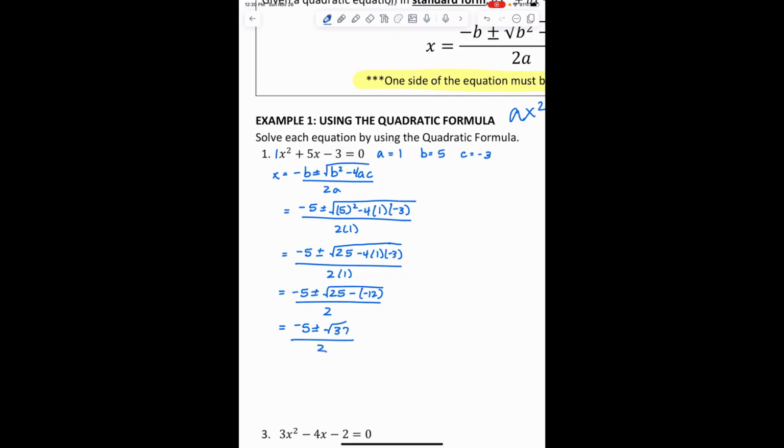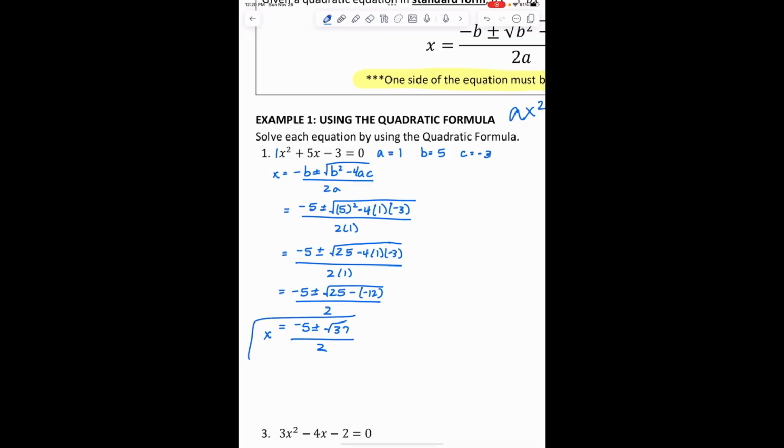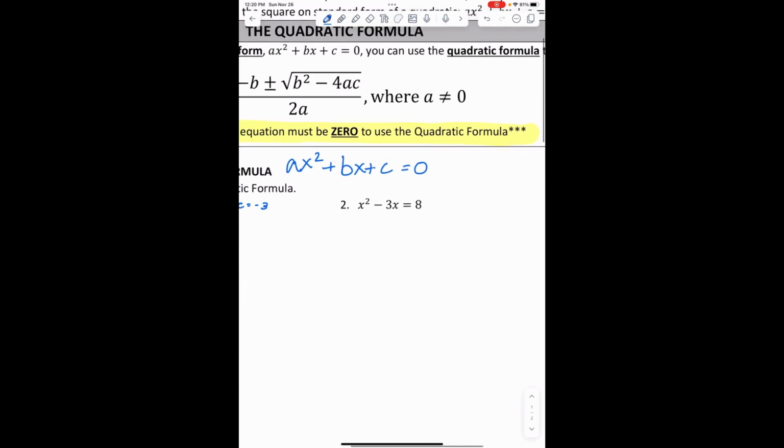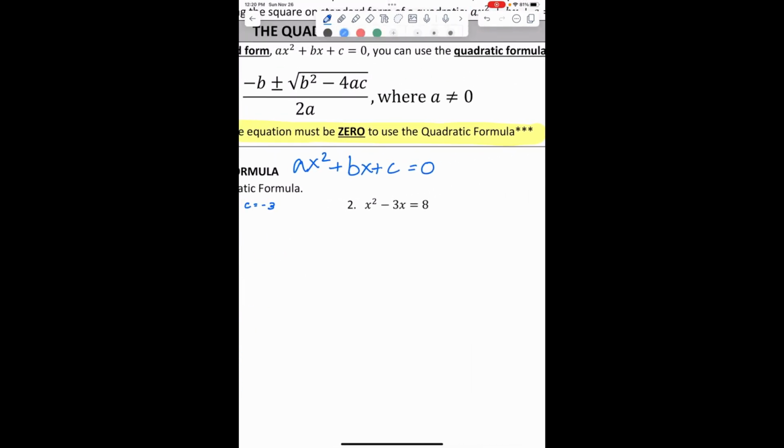Okay, and if we check, we can't divide anything out. We can't simplify the square root of 37. So there's our answer right there. Negative 5 plus or minus square root of 37 all over 2. Okay, and number 2. First thing, one side has to be 0. So we've got to subtract this 8 over to make that right side 0.